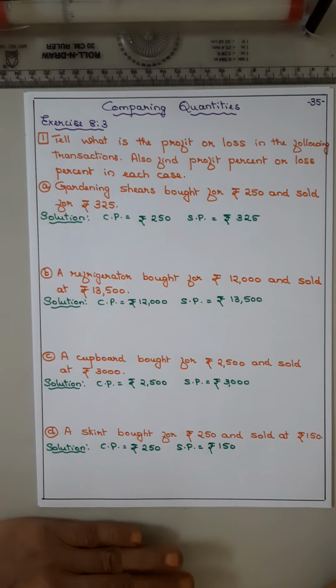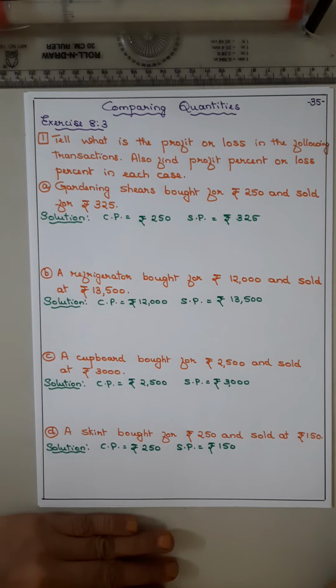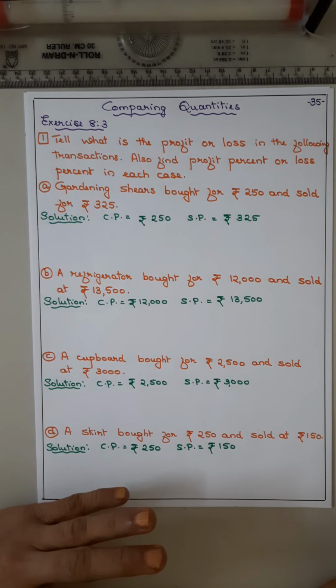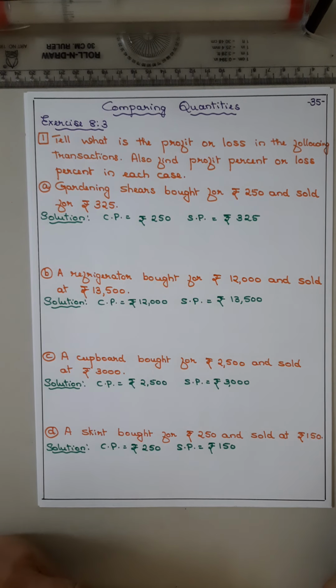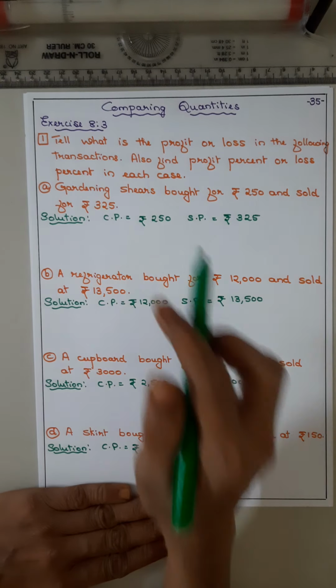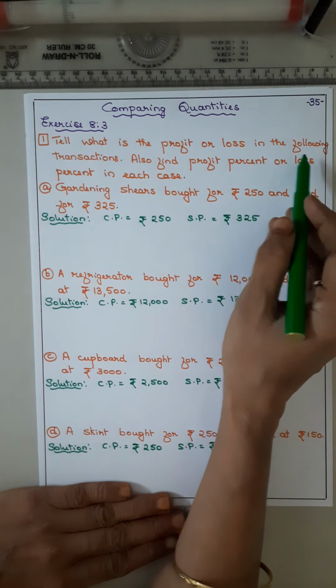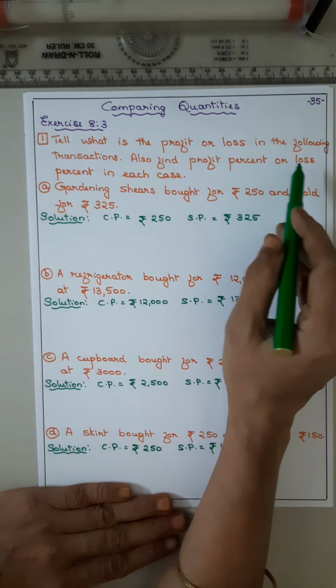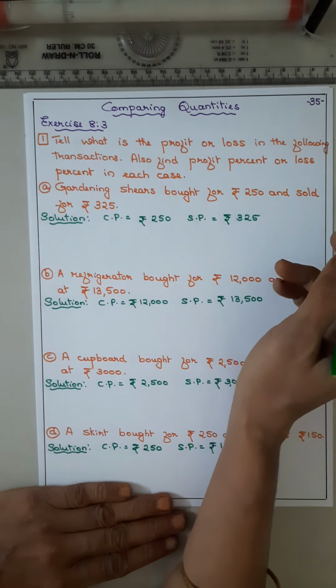We were discussing the lesson Comparing Quantities. Now, exercise 8.3. We have understood the examples, and now try these sums; all the examples and try these together will be in exercise 8.3. Now first question: tell what is the profit or loss in the following transactions. Also find profit percent and loss percent in each case.